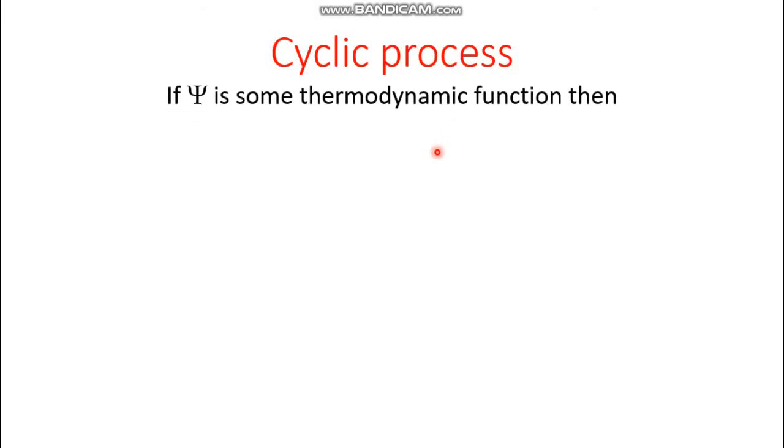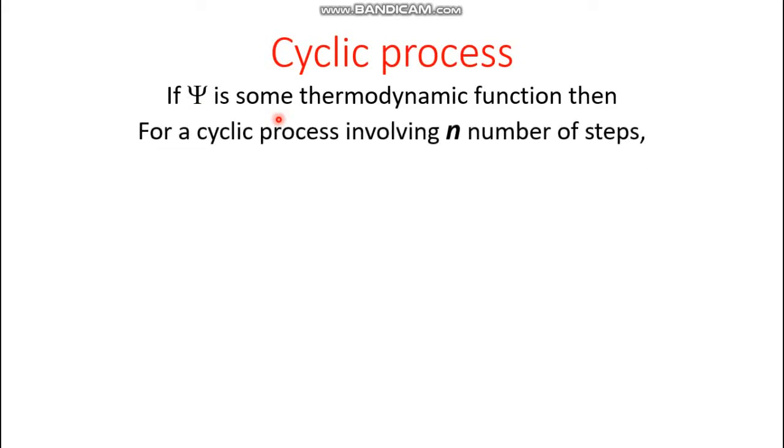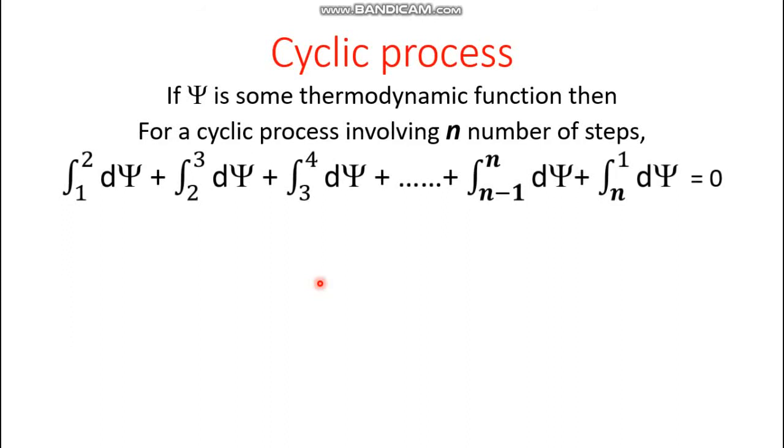If psi is some thermodynamic function, suppose some energy, which is a function of temperature and pressure, or temperature and volume, then for a cyclic process involving n number of steps, that is, you are undergoing some processes and the number of steps you are operating is n, then d psi is the small change of the thermodynamic function. Its addition is the overall change of the system. How are they added? That means, how are they integrated? They will be integrated in n steps.